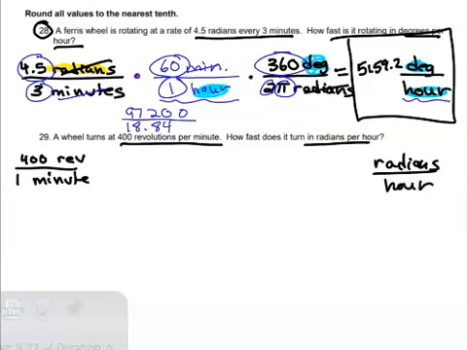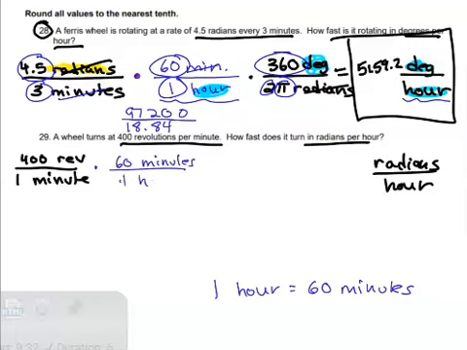So just like before, I'm going to change 1 hour to minutes. I see that minutes is in the bottom, so I'm going to put 60 minutes on top, 1 hour on the bottom, because once again, we want the minutes to cross off, and we want to be left with hours, because that's what we have at the end there.